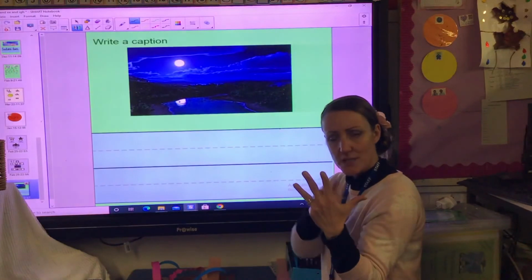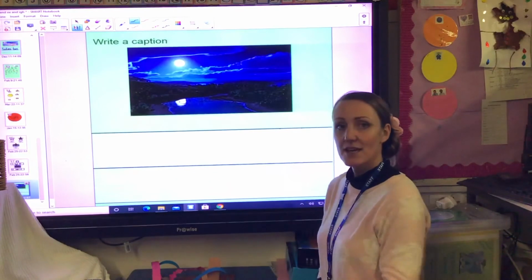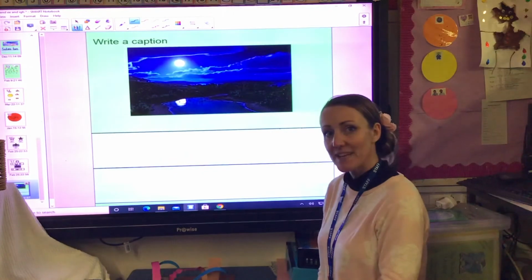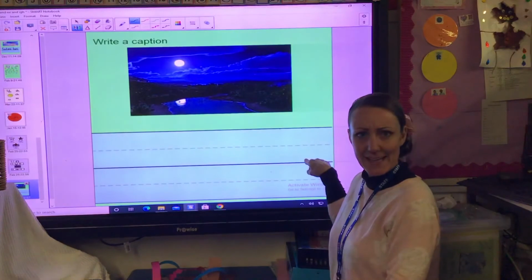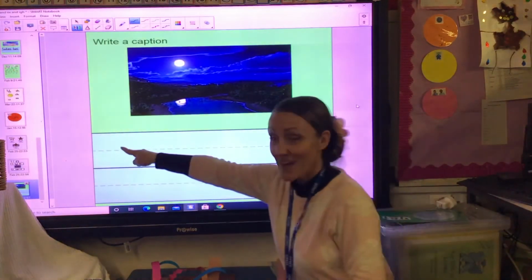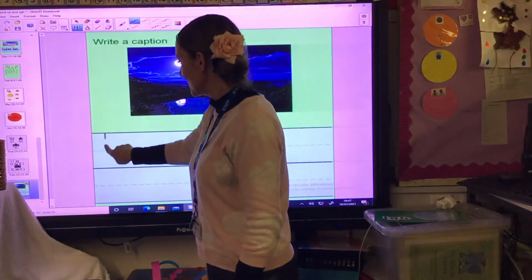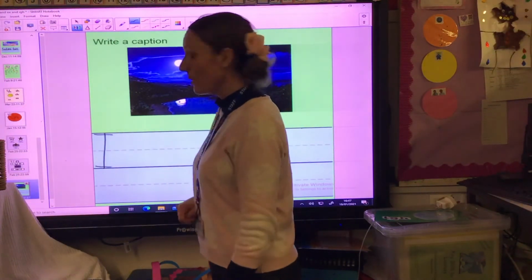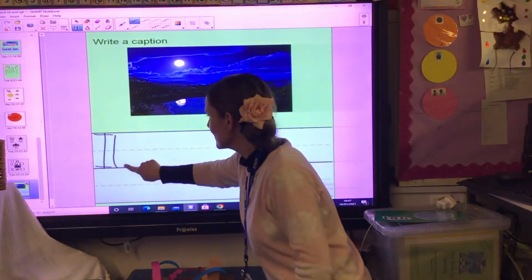What's the first word? It. Let's sound out it. It. Now, what do I need to remember at the beginning of a sentence? A capital letter. So, should I start writing here? Where will I start writing? Over here, isn't it? So, I'm going to do some nice big letters here so you can all see. I'm going to do a capital I. I'm going to do my two lines across the top. It. The next letter is the T, isn't it?